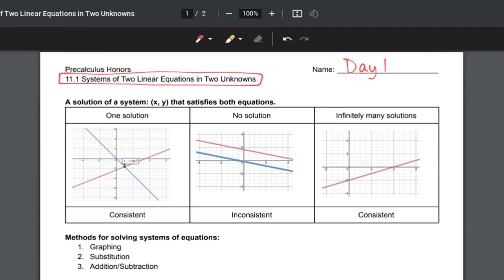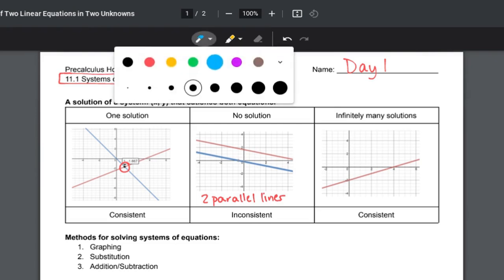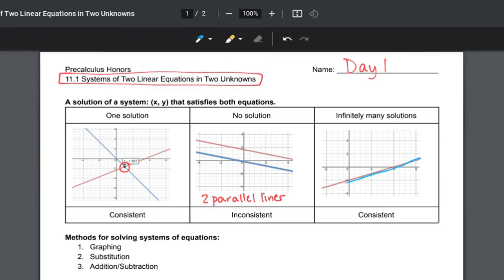So we call this first system consistent if it has one intersection point. When 2 lines are parallel, then they have no intersection points. So we call that inconsistent. And then if we have one line on top of the other line, like with this one, they intersect in an infinite number of locations. So we call that consistent. So that's if you're looking at a graph.